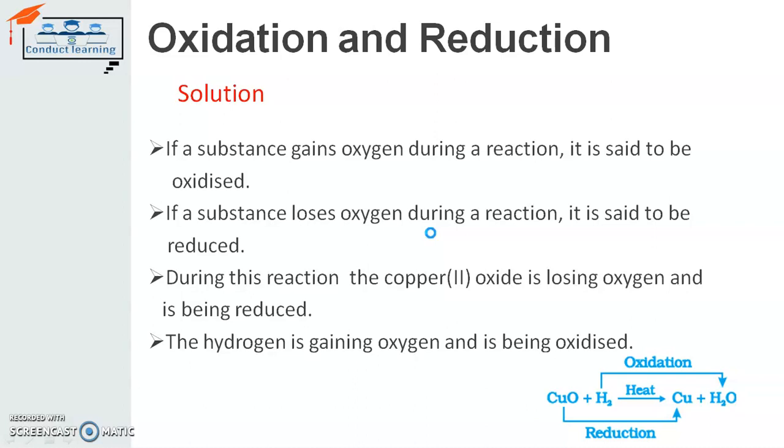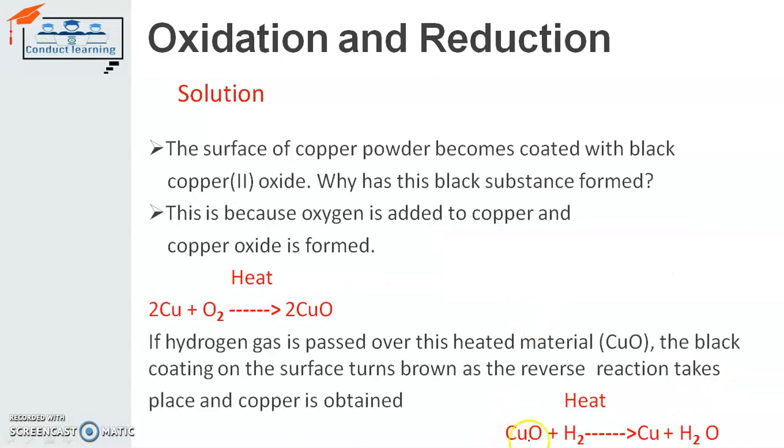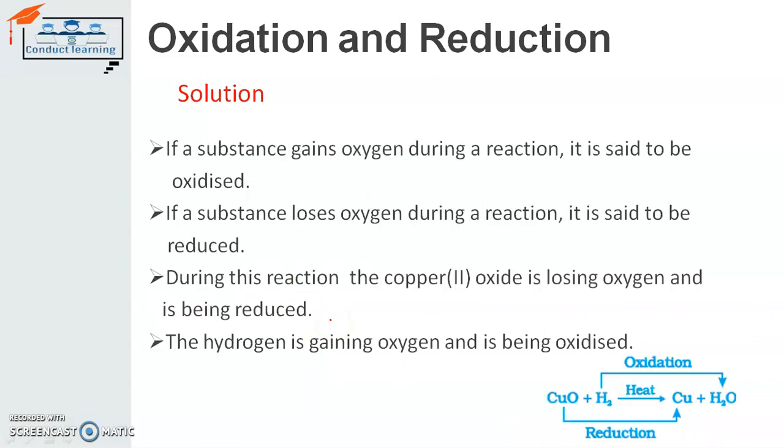In the last reaction mentioned there, when we passed hydrogen gas over copper oxide, the oxygen is removed from the copper oxide. That's why the reaction is known as a reduction reaction. In the previous case, when copper is heated in the presence of oxygen, it gets oxidized because oxygen is added to the copper. So the meaning of oxidation and reduction will be more elaborated when we see this example.